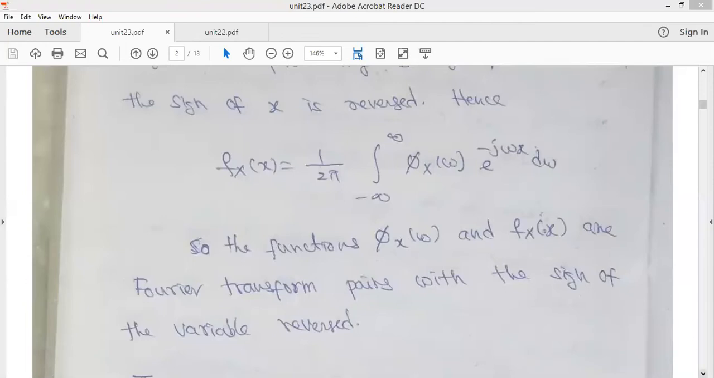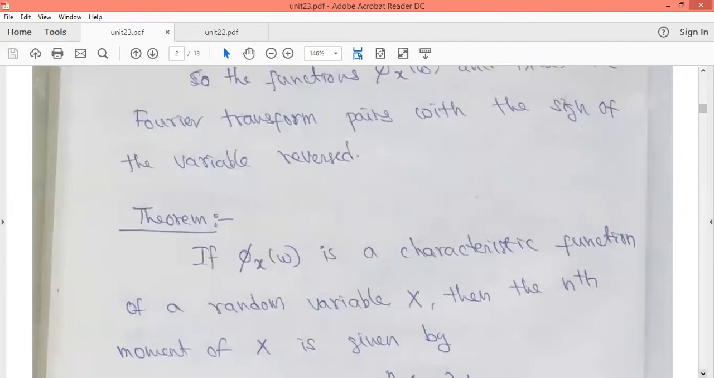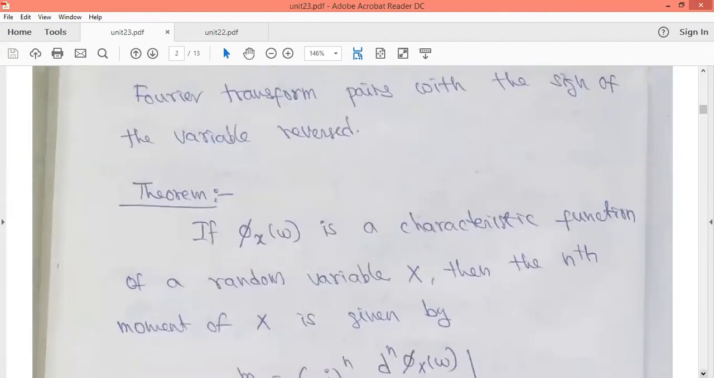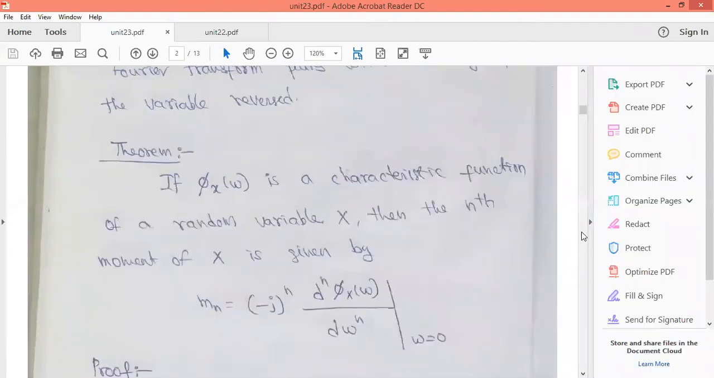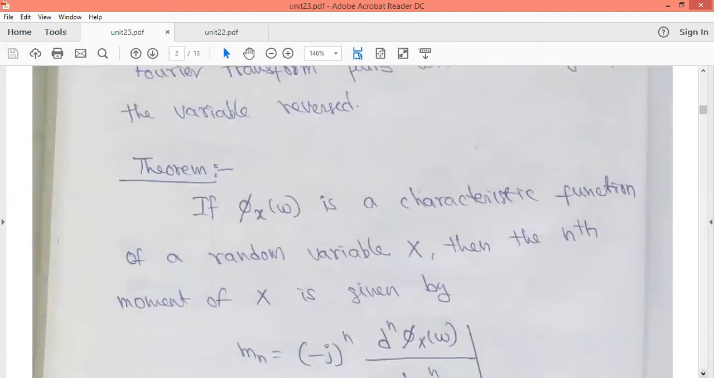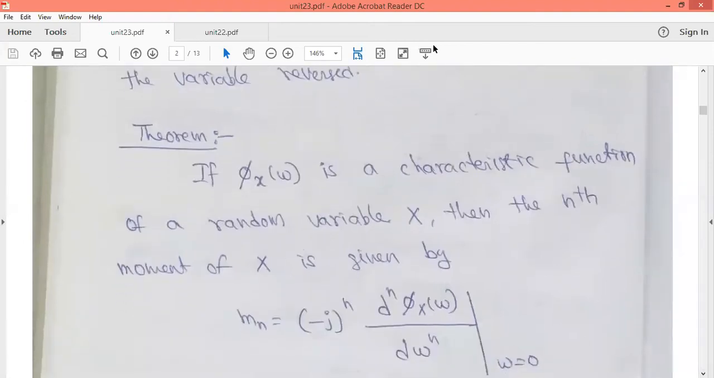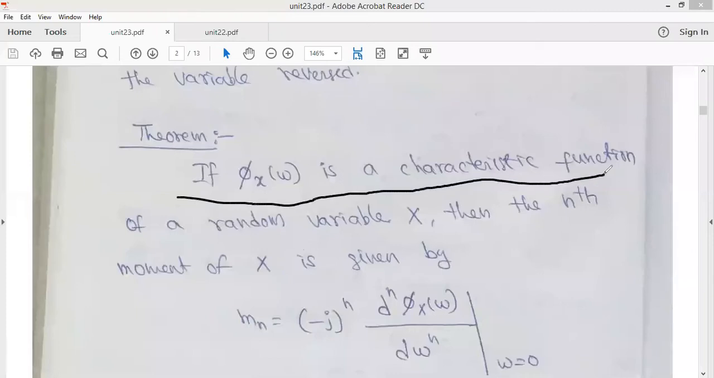Now, what is our aim? Our aim is to find the nth moment using the characteristic function. This theorem says how to find the nth moment by using the characteristic function. If phi x of omega is the characteristic function of a random variable x, then the nth moment of x is given as mn is equal to minus j power n, dn phi x of omega by d omega power n, at omega equal to 0. So using this equation, we can find the nth moment of x using the characteristic function. Now we see the proof of this.